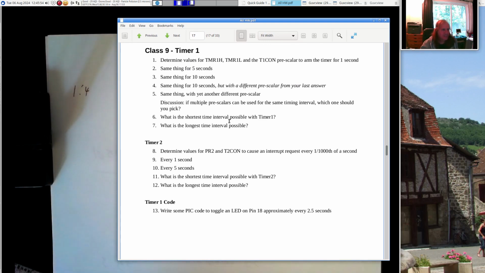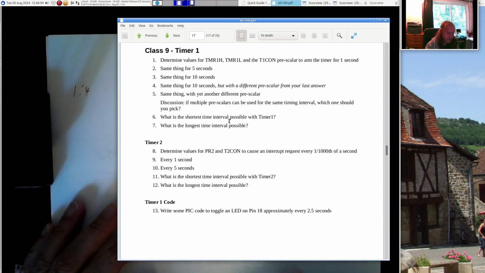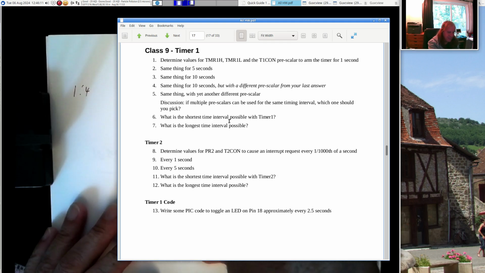All right, and then the discussion question. Since we have multiple options, we can use different prescalers. Which one should we pick? And the best prescaler is going to be the smallest one. The reason being, in this case it didn't make any difference, but if we use a prescaler of 1 to 8, then every 8 instruction cycles causes an increment.